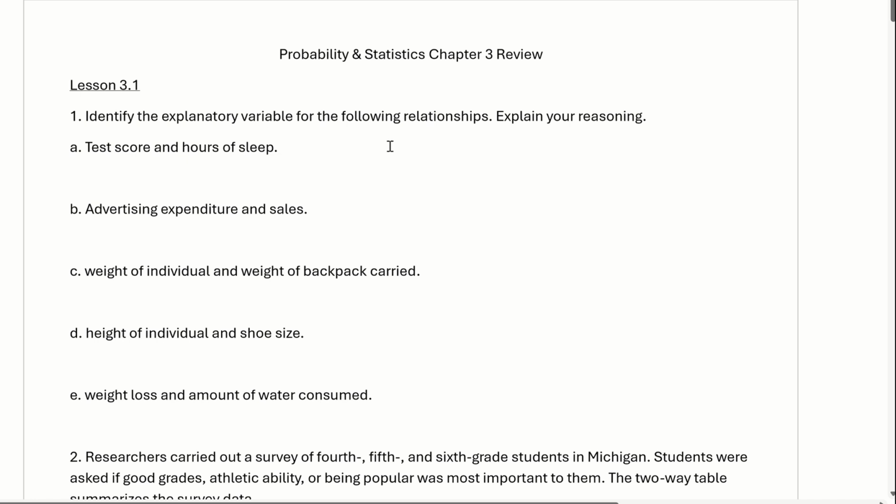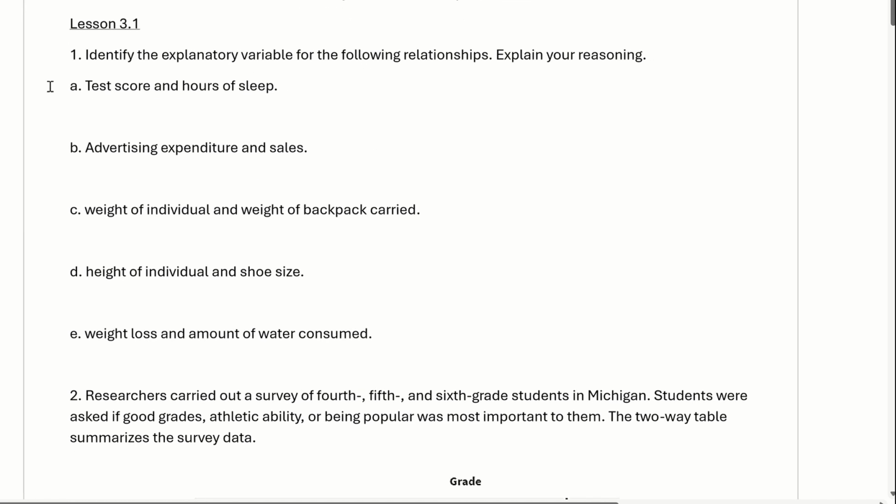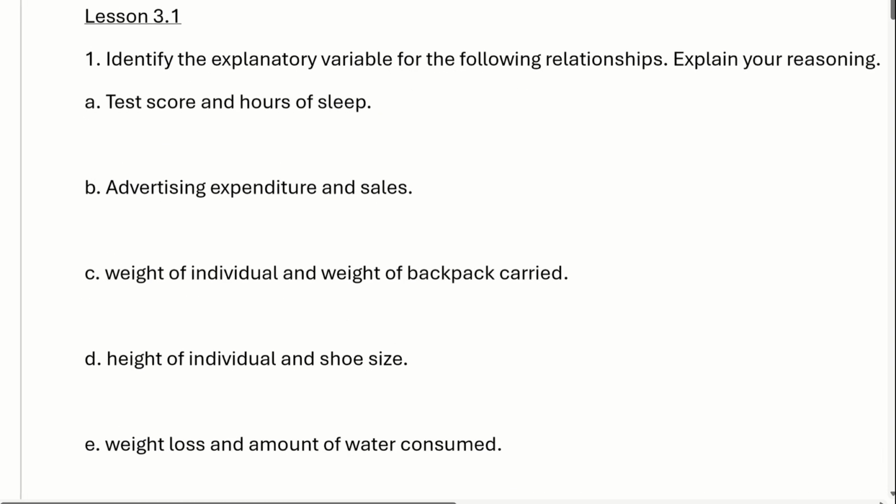Identify the explanatory variable for the following relationships and explain your reasoning. We want to also explain, not just write down whether it's explanatory or not, so we're going to do the entire explanation. All right, so test scores and hours of sleep. In this case, the hours of sleep is the explanatory variable because it helps explain the test score, right?